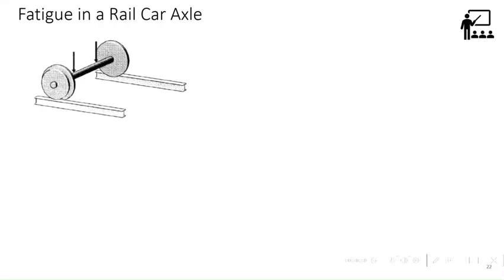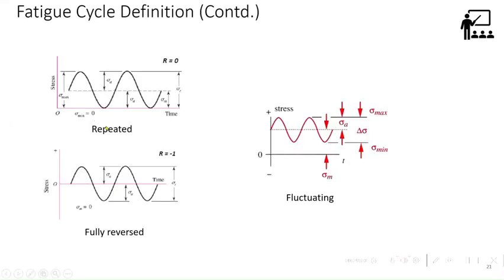Excuse me, sir. What is the difference between repeated and fully reversed? In fully reversed, you can see the maximum and minimum are equal and opposite, R equal to -1. And R is 0 here means minimum stress is 0. Fluctuating means it can be anything other than R equal to 0 or R equal to -1. It's not expected to come negative. Okay, so we don't have negative sides in the repeated.